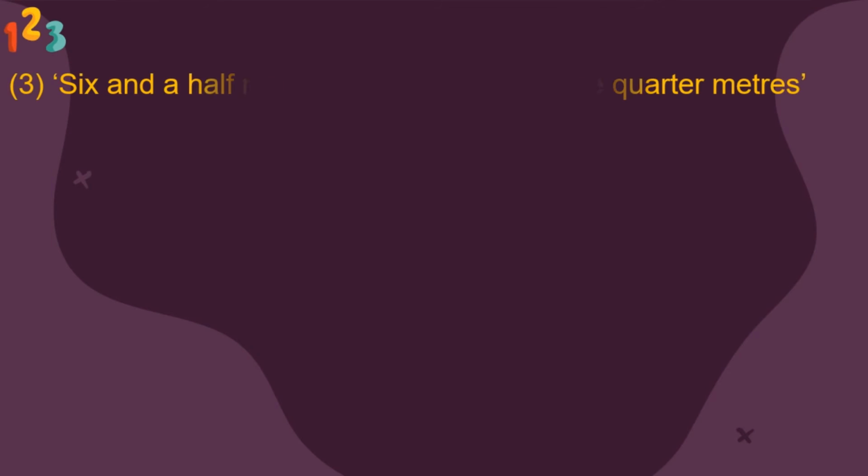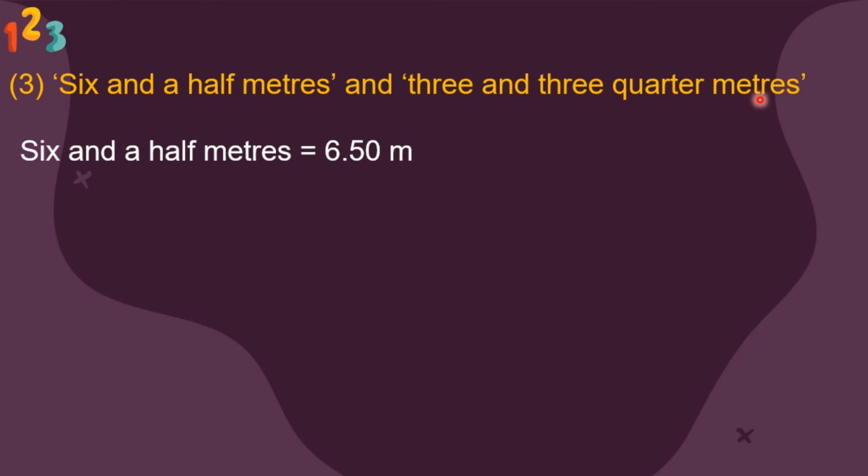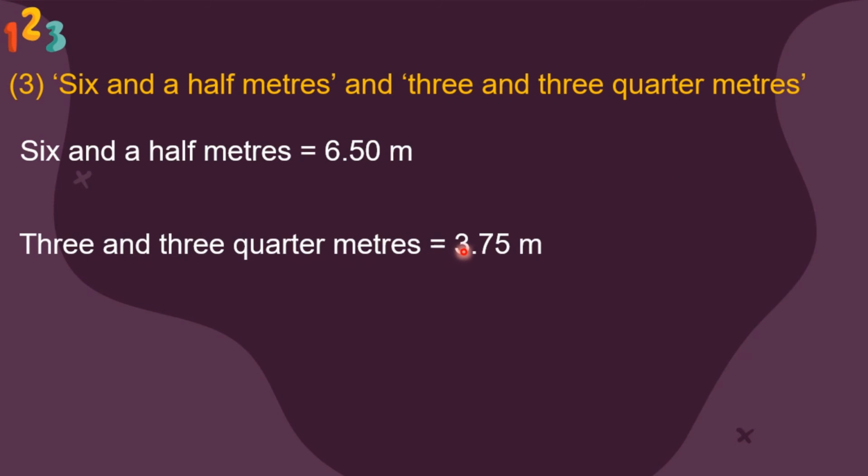Next we have 6.5 meter and 3.75 meters. So let us add these two. We write 6.5 meter as 6.50 meters, where 6 is in meters and half meter will be 50 centimeter. So we write that 50 after the decimal and we get it as 6.50 meter. Now let us write 3.75 meters. So for 3 meters we write 3 before the decimal and 3/4 meter is 0.75.